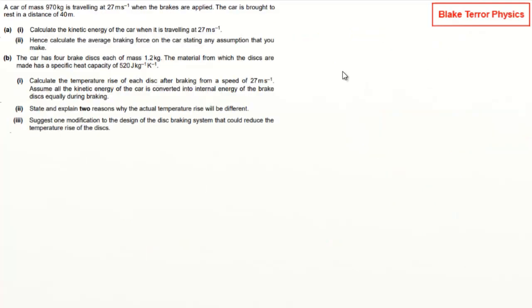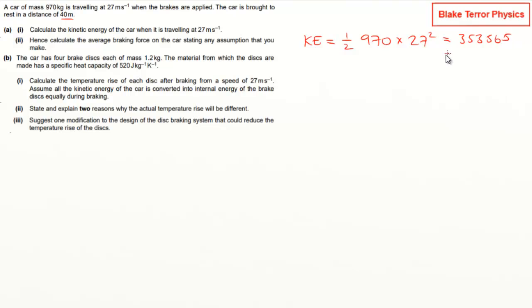Okay, last up, we've got a car of mass 970 kilograms travelling at 27 meters per second when the brakes are applied. The car is brought to rest in a distance of 40 meters. Calculate the kinetic energy of the car when it's travelling at 27 meters per second. A nice easy starter. The kinetic energy is a half times 970 times 27 squared, which, going to the calculator, is 353565.